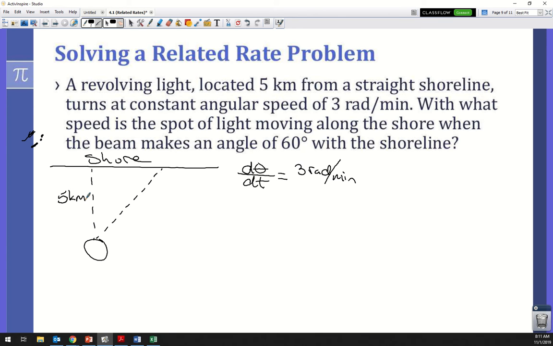With what speed is a spot of light moving along the shore when the beam makes an angle of 60 degrees with the shoreline? Now, when I was going over this yesterday, someone pointed out that I screwed up, so thank you. On this one right here, this is my 60 degrees because it says shoreline. So right there it's going to be 60, so that means down over here, this one's going to be 30 degrees.